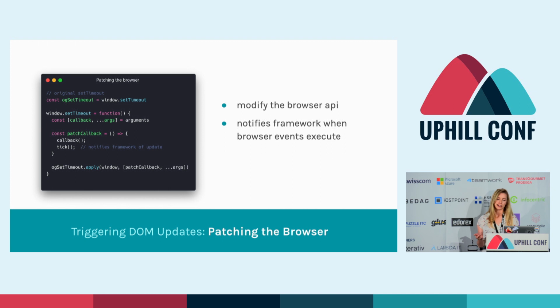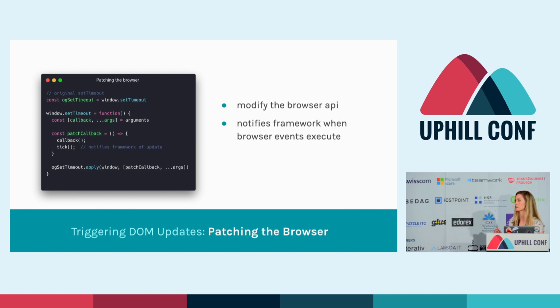So another trigger we could use is to patch the browser. Monkey patching is the act of extending or modifying the original API. So in this case, we'd be modifying the browser API. So I have an example of a simple monkey patch on the setTimeout function. And this is actually a little bit more complicated because setTimeout is an async event. So our callback is going to run at a later time.